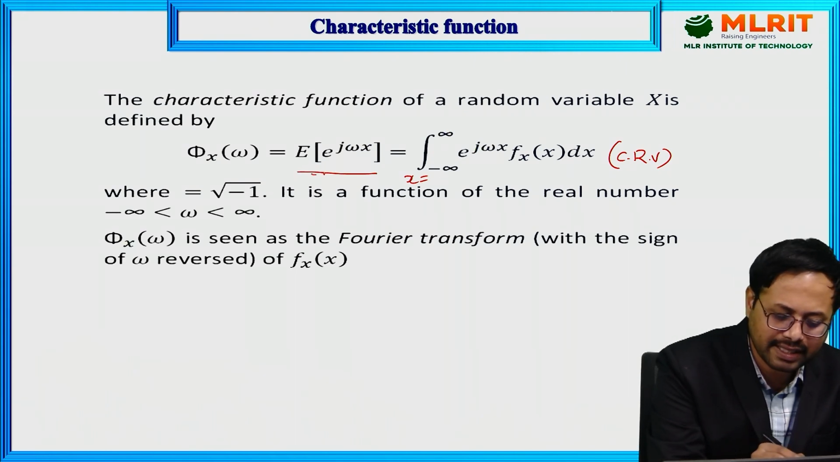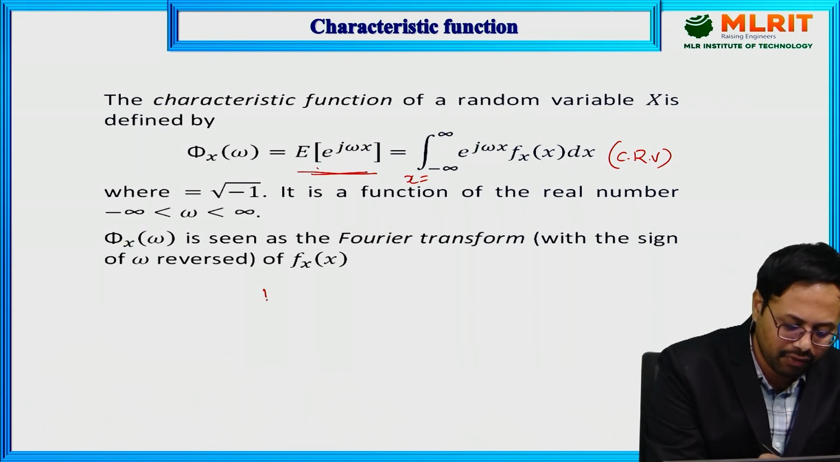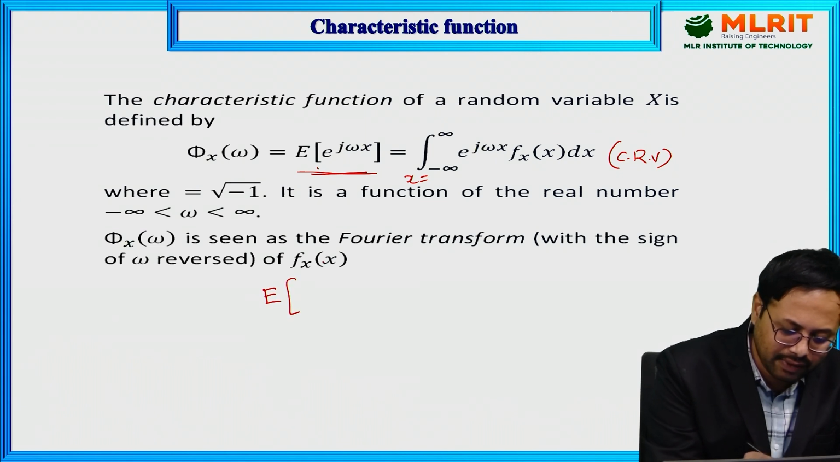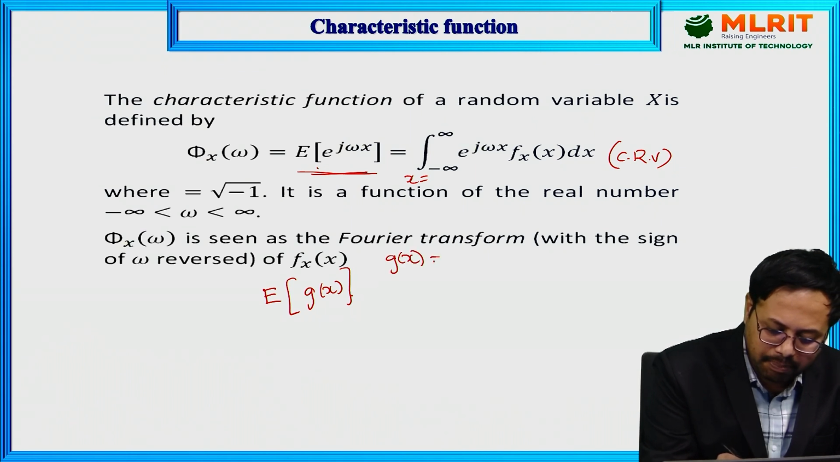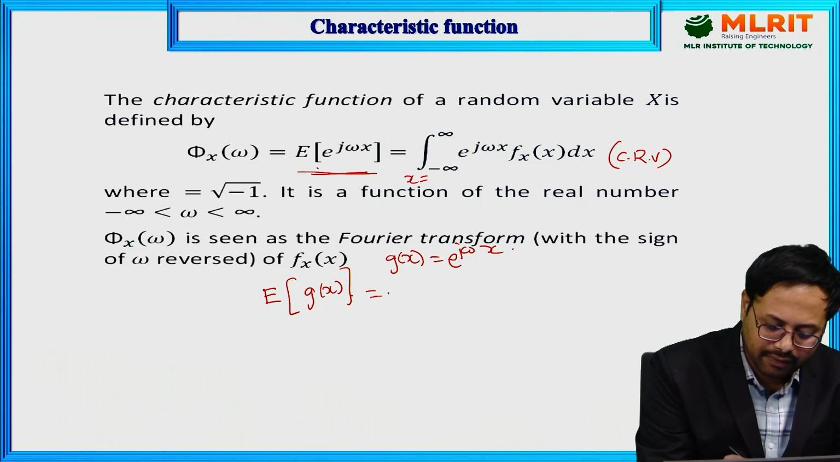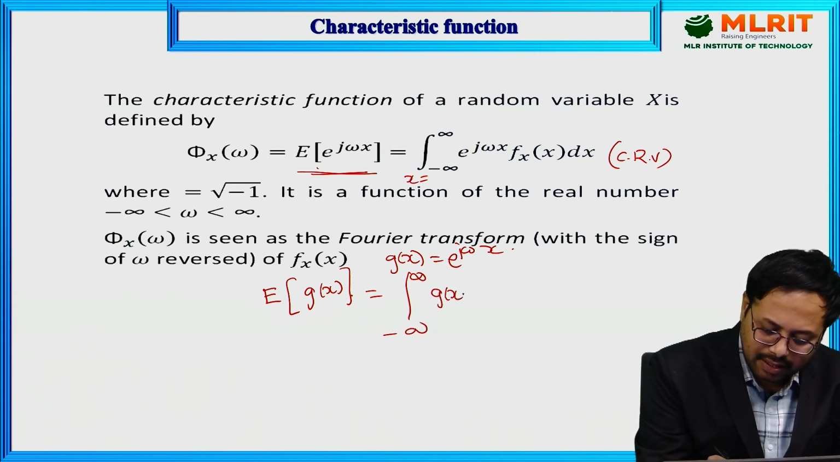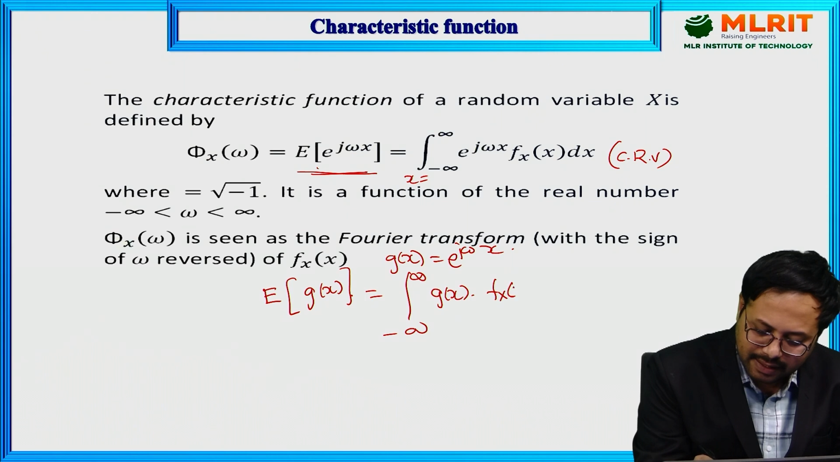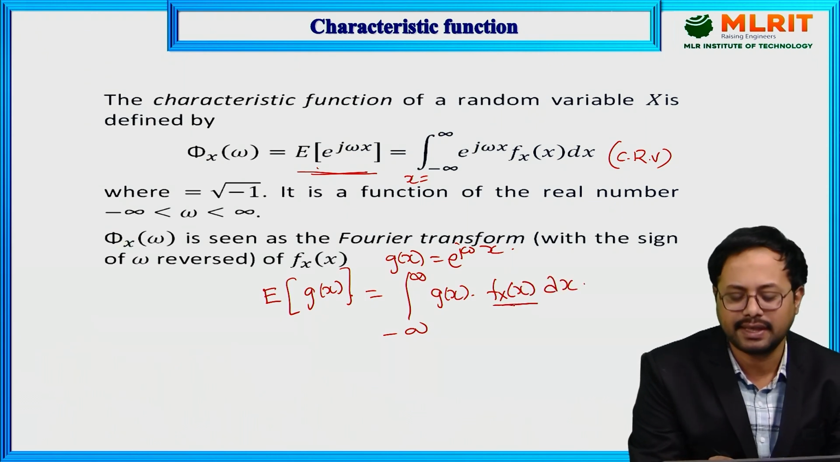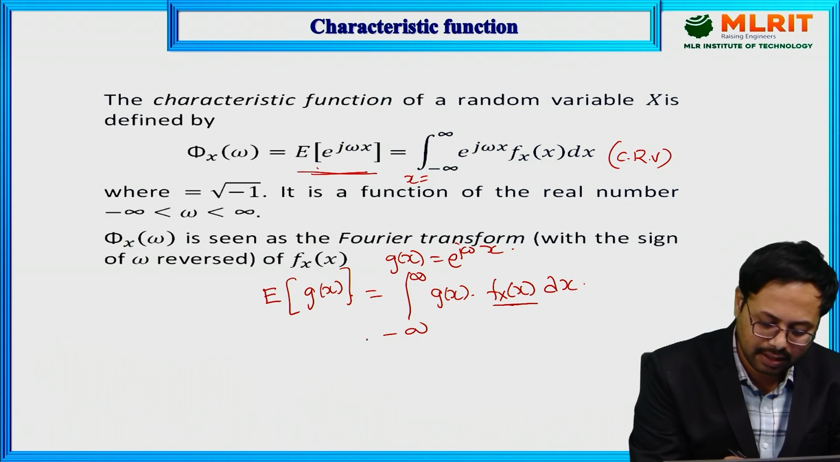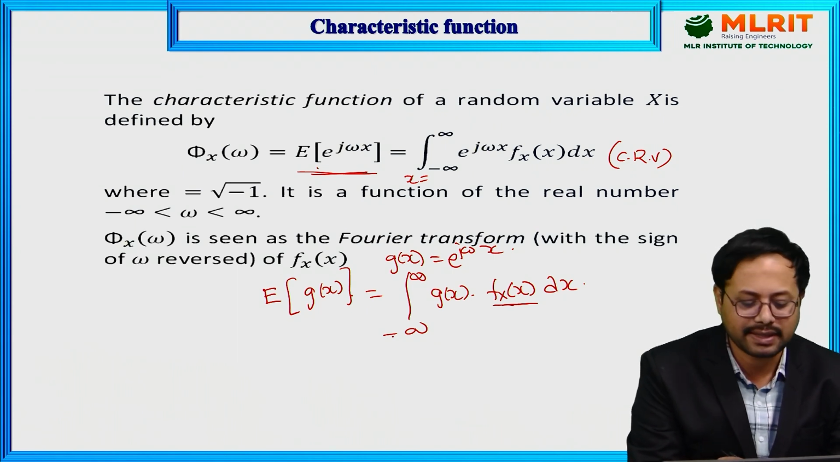This definition is the expectation of some function. How can we write that? Expectation of some function g of x, where g of x is equal to e power j omega x. Then the definition is equal to the integral from minus infinity to infinity of g of x into fx of x dx. Here small fx of x represents the probability density function. This is the case for a continuous random variable.